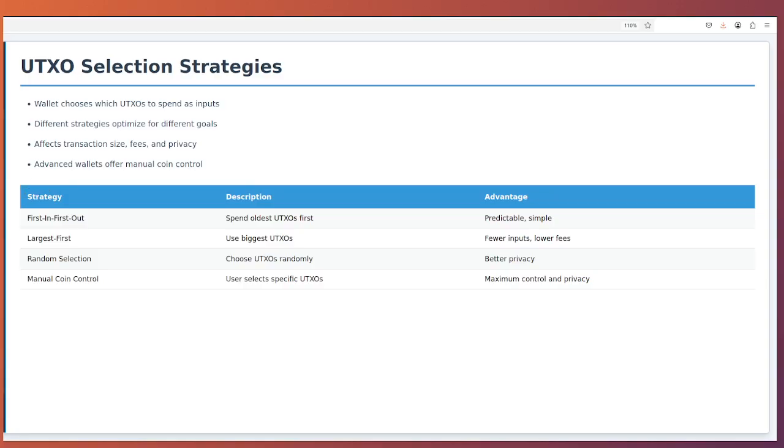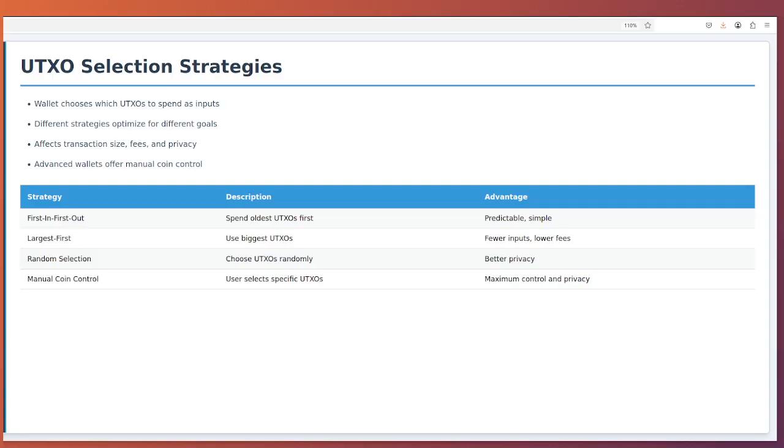Your wallet contains multiple UTXOs from various past transactions. When you want to send an amount, the wallet must choose which UTXOs to combine to cover that amount plus fees. Different selection strategies exist. The simplest is first in, first out, spending the oldest UTXOs first. Another is largest first, using the biggest UTXOs to minimize the number of inputs. There is also a random selection strategy for better privacy. Advanced wallets offer manual coin control, letting users choose exactly which UTXOs to spend.